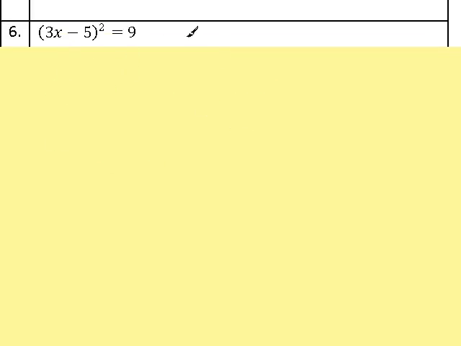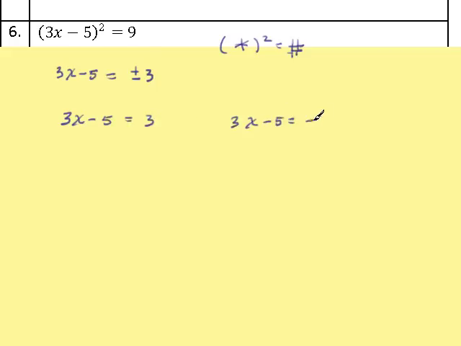Number 6 is also of that form, that something squared equal to a number form, and so we're ready to take the plus minus square root of both sides. On the left we just have 3x minus 5, and on the right we have plus minus 3. Alright, now let me warn you, at this point don't add 5 to both sides, just split this up into two equations. 3x minus 5 equal to 3, and 3x minus 5 equal to minus 3.